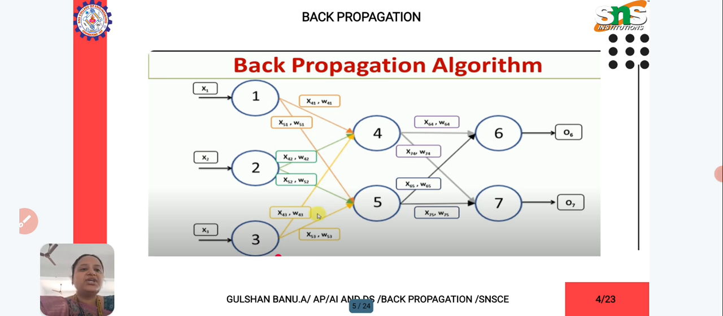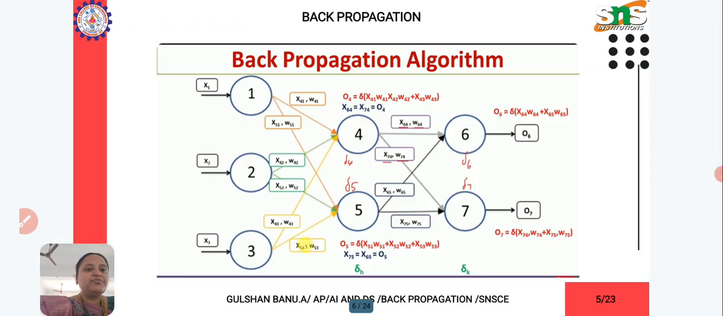So now what is backpropagation in this? See, in backpropagation you have different kinds of inputs, that is 1, 2 and 3. You are given different weights. Same like that, you are given different inputs. After that, it goes to the inputs of 4 and 5 with different weights. After that, it goes to the inputs of 6 and 7. After that, you get the output.